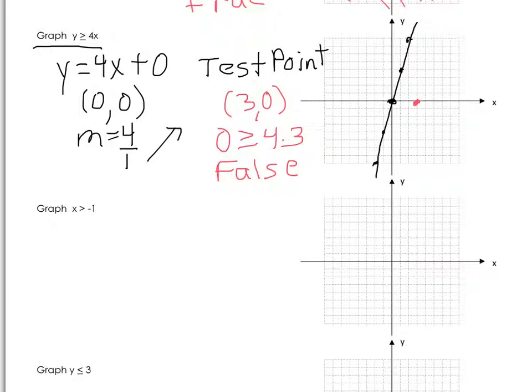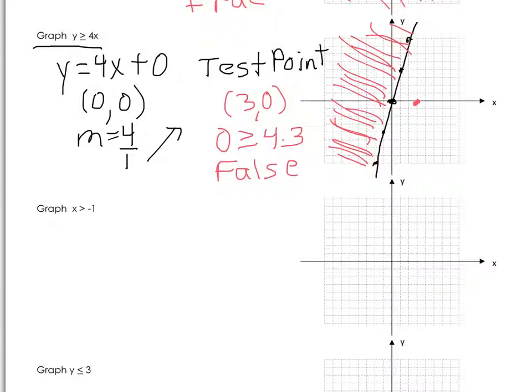And since the point 3, 0 is not part of the solution, then we know that all points to the right of this line are not part of the solution. All points to the left, then, must be part of the solution. The boundary line and all points to the left represent the solution.